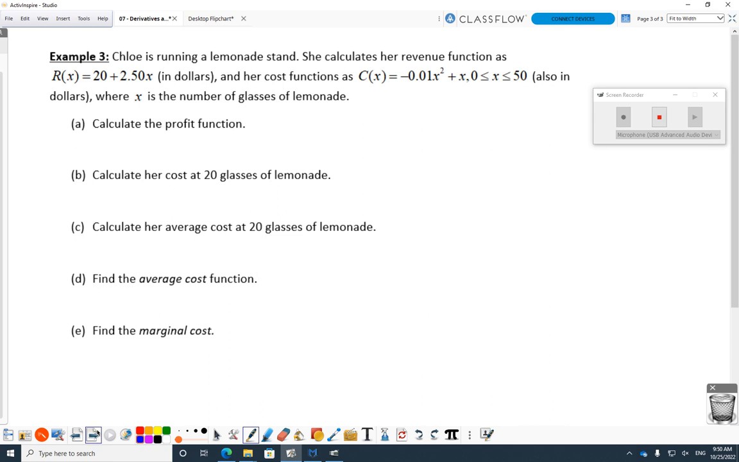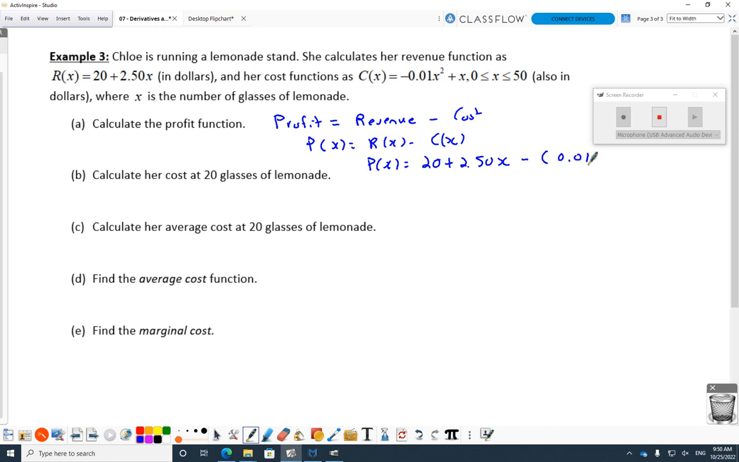Calculate the profit function. So you'd write profit equals revenue minus cost, or you might write P at X equals R at X minus C at X. That's clearly a much better calculus statement, the second one. So my P at X here is the revenue, 20 plus 2.50X. Subtract the cost function, which is negative 0.01X squared plus X.